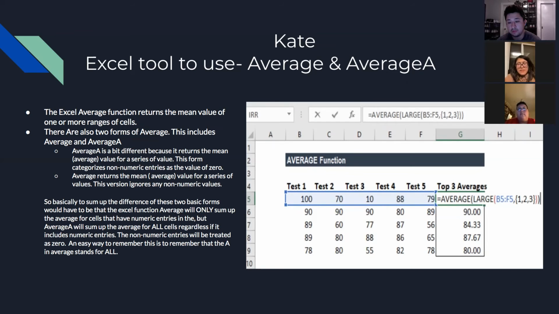the non-numeric values. So basically, to sum up the difference between the two is that the Excel function AVERAGE will only take the mean of numbers that are inputted, but AVERAGEA will input every entry, whether it's numeric or not. And the easy way to remember this is to remember that the A in AVERAGEA stands for all. So it's going to categorize all entries and input them. And if it's not numeric, then it's just going to be categorized as 0.